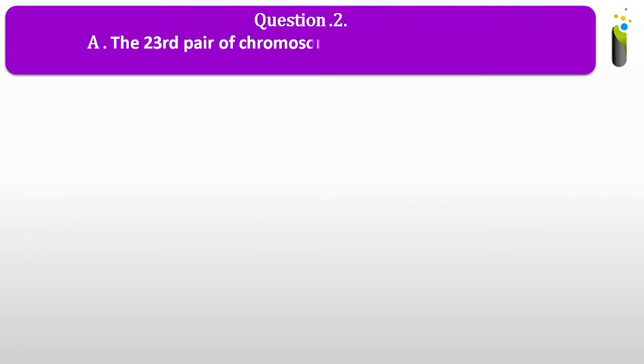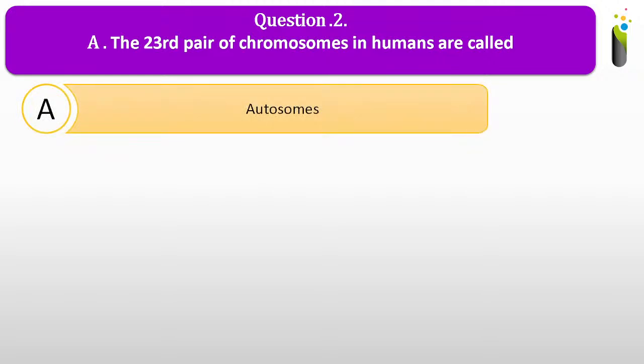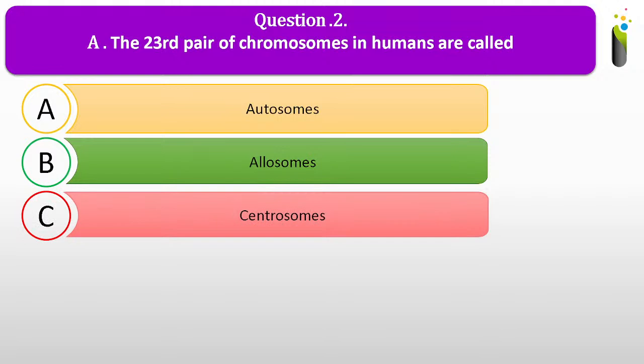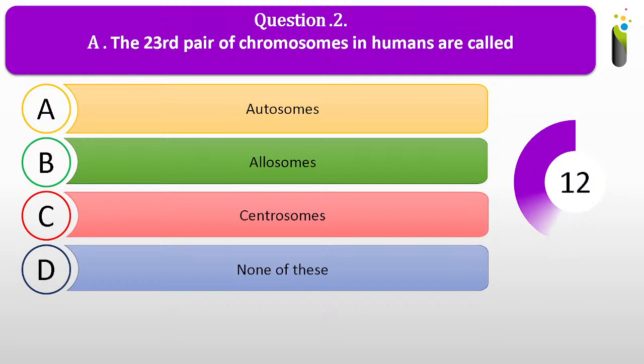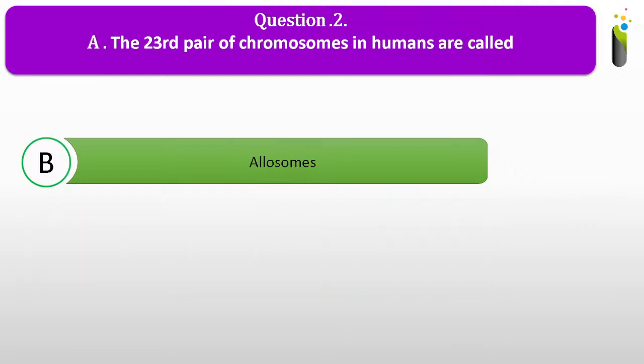Going ahead with question number 2, sub-question A. The 23rd pair of chromosomes in humans are called as dash. A. Autosomes. B. Allosomes. C. Centrosomes. D. None of these. And the correct answer for this question is B. Allosomes. Friends, remember, autosomes are the somatic chromosomes, that is, those which control the somatic characters, whereas allosomes are the sex chromosomes which control the sexual characters, and these include X and Y.